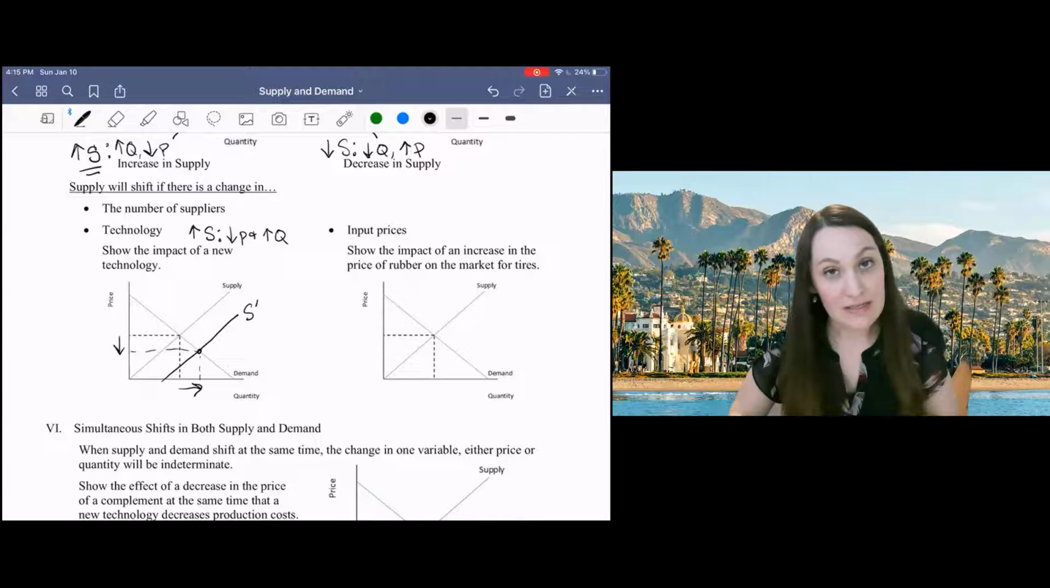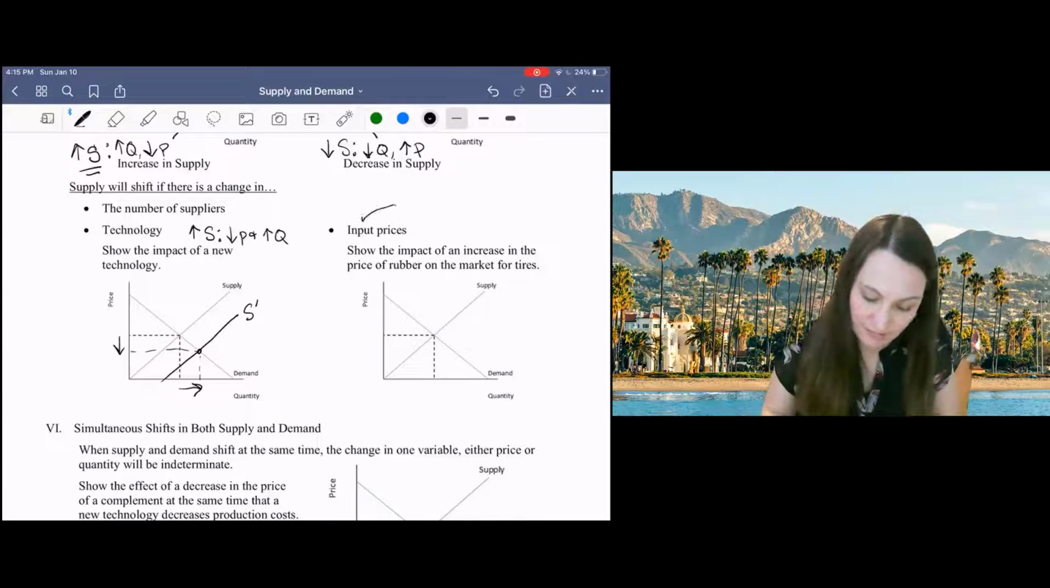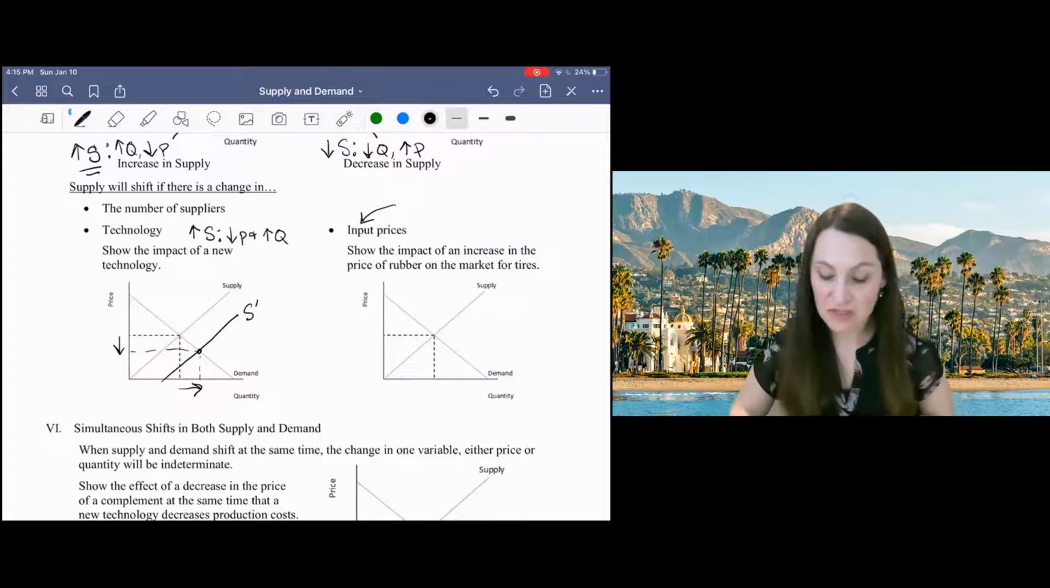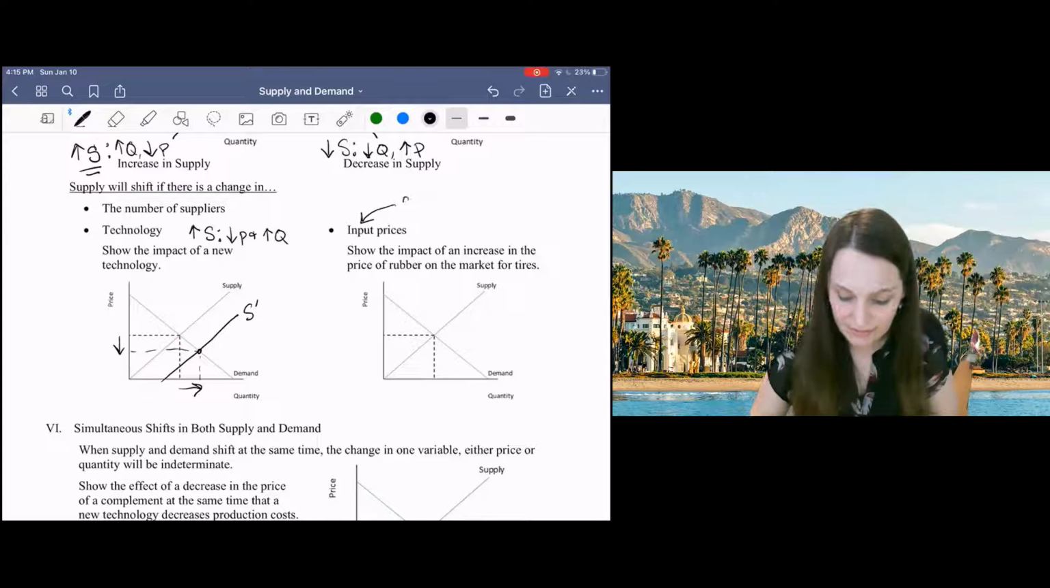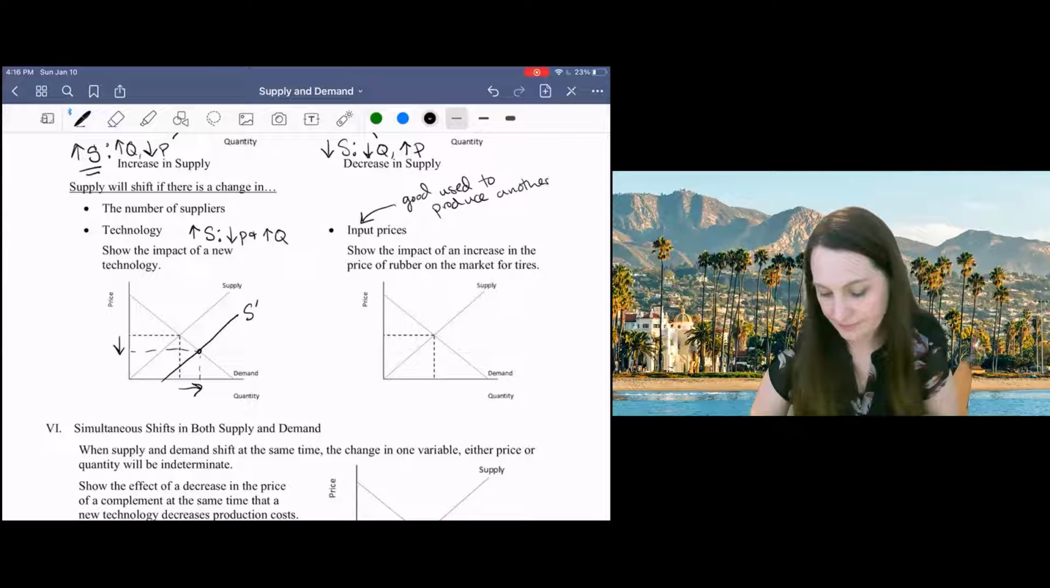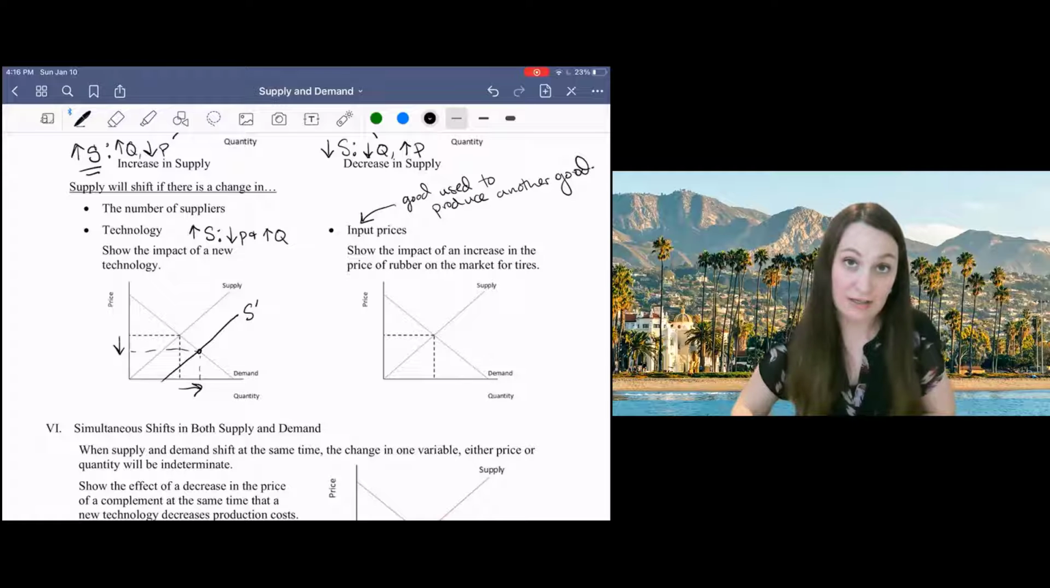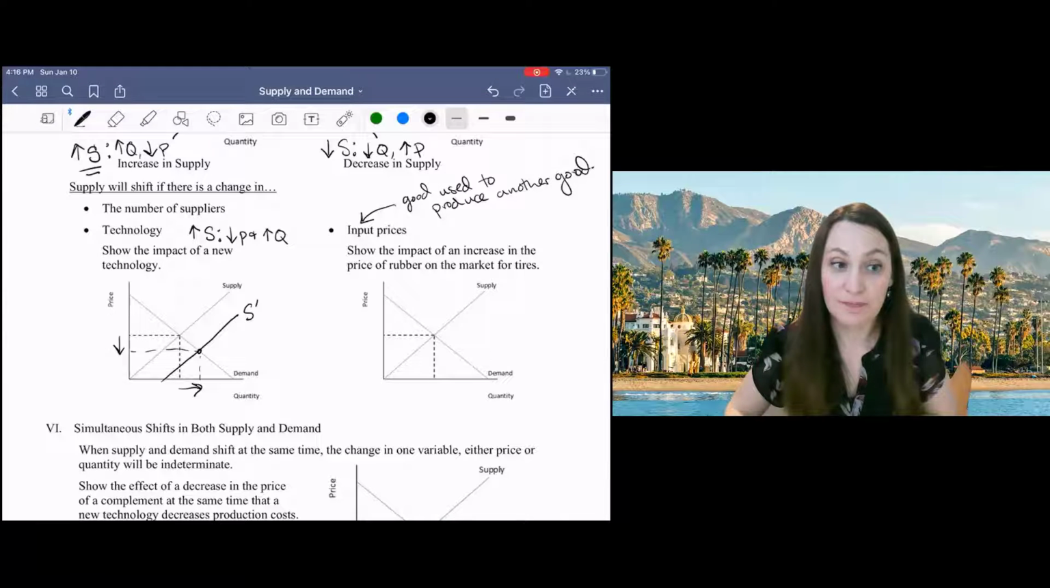Now we have input prices. What's an input? It's any product that we use to make another product. So it's a good used to produce another good. So firms purchase these products. They purchase inputs in order to produce the final consumer good.